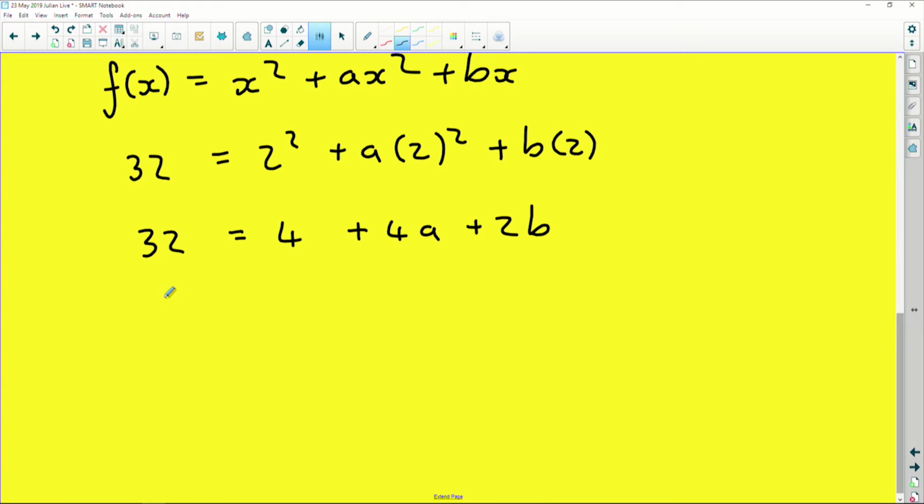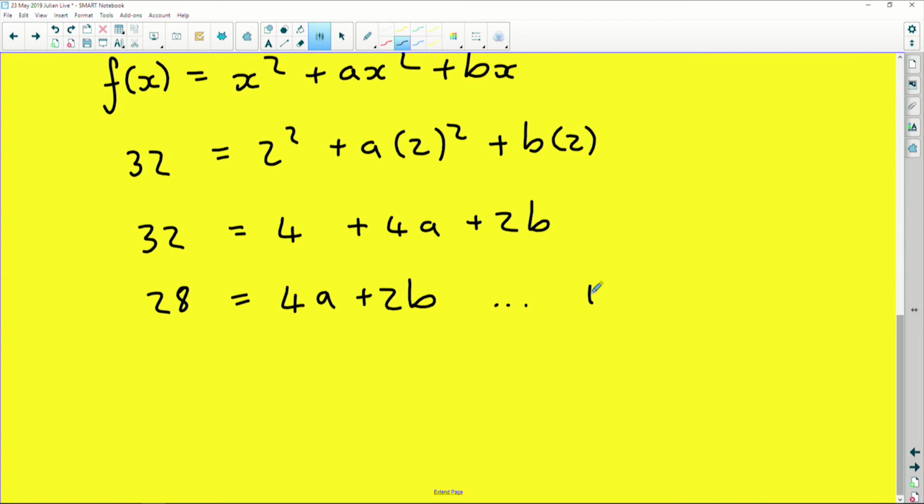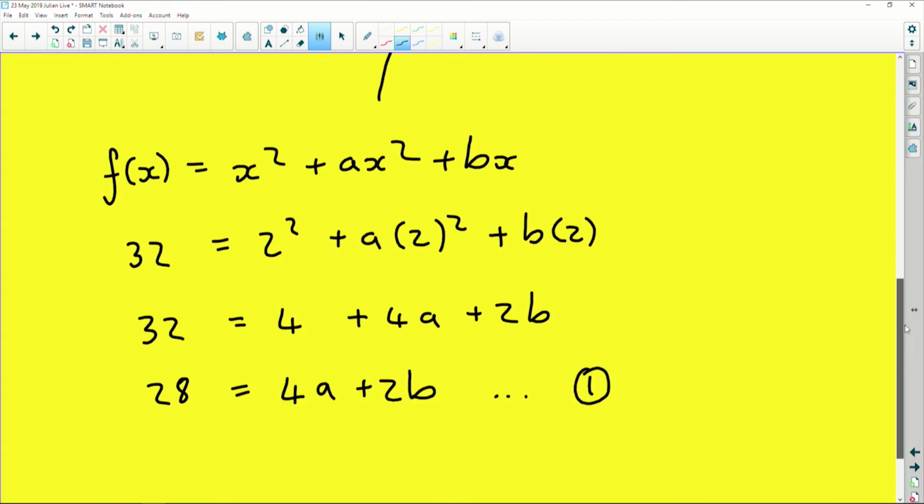That's going to get me 28, if I'm not mistaken. 28. And that's going to be equal to 4a plus 2b. Okay. Hey guys, so at this point in time, I've got one equation. What I want to do now, remember, is find another equation. I've got one equation, but I need two, because I've got two variables to solve for.